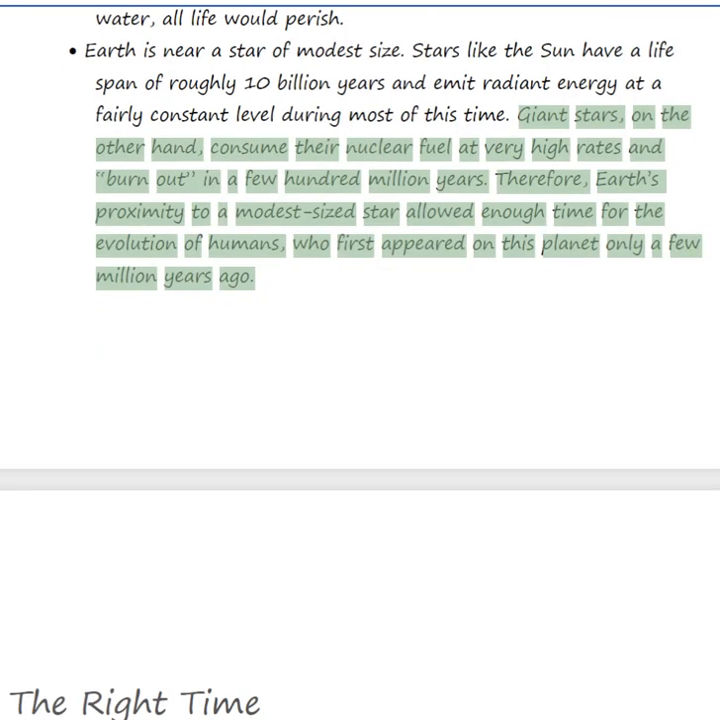Giant stars, on the other hand, consume their nuclear fuel at very high rates and burn out in a few 100 million years. Therefore, Earth's proximity to a modest-sized star allowed enough time for the evolution of humans, who first appeared on this planet only a few million years ago.